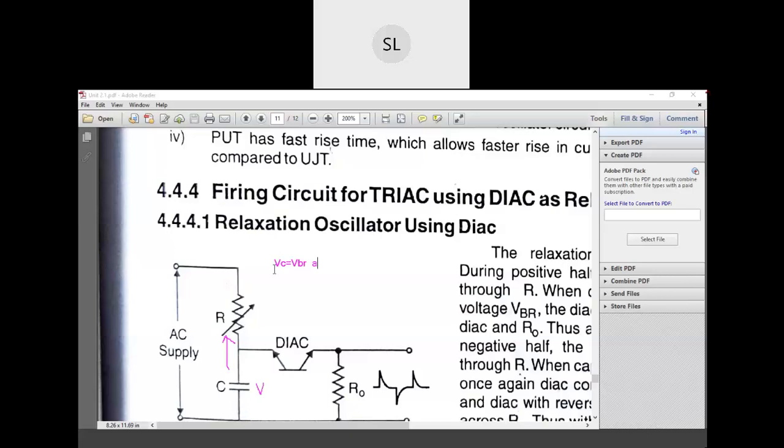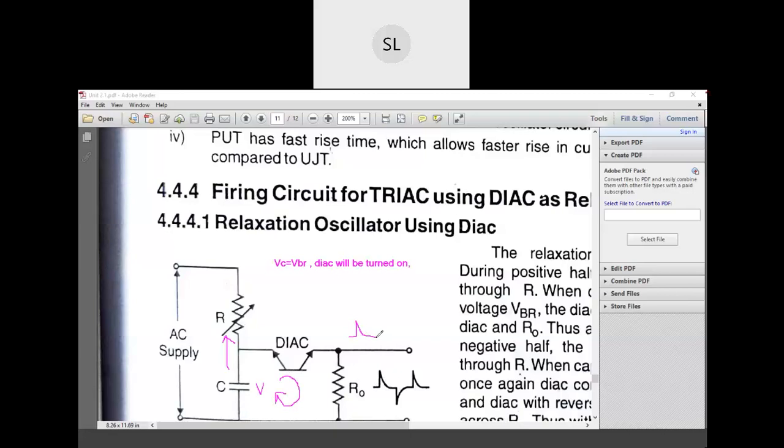at that time the diac will be turned on. Once this diac is turned on, the capacitor will start discharging through this diac and R0, which will provide a pulse across this R0. So here, while discharging, a pulse will be generated. That pulse will again be used to turn on the SCR.